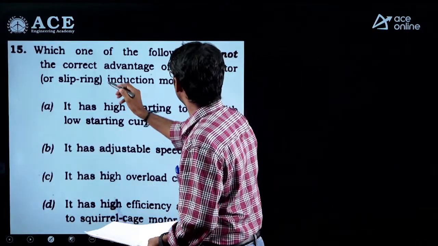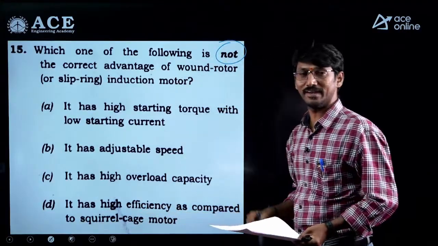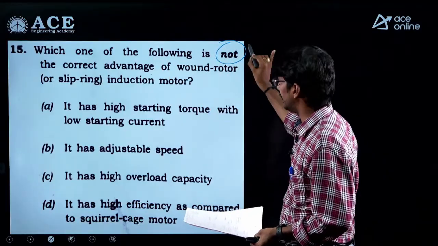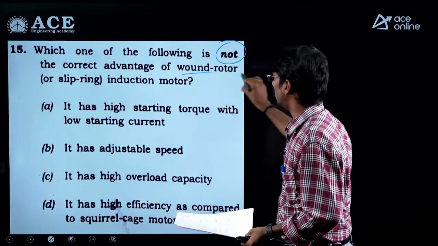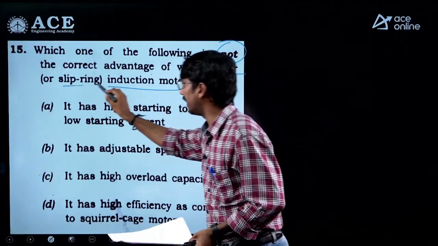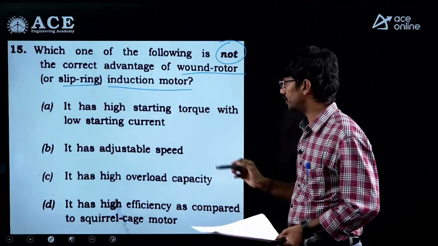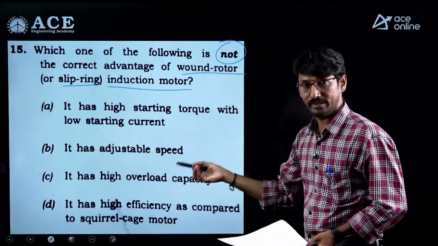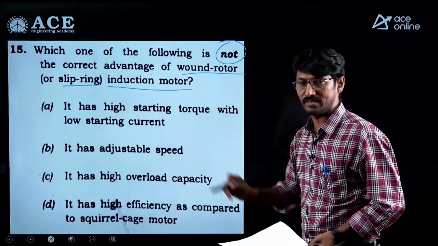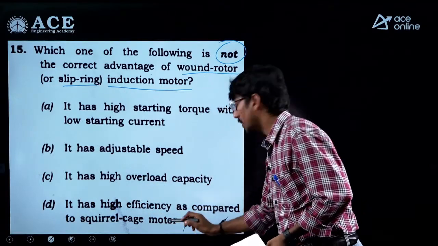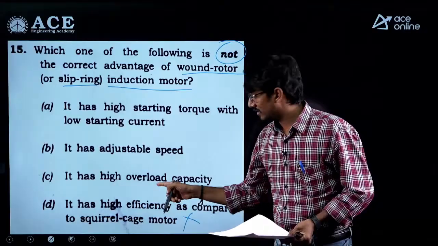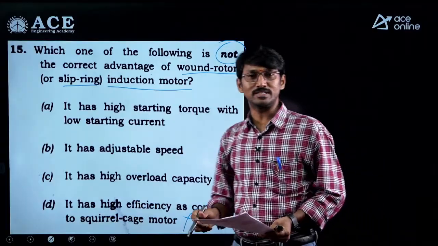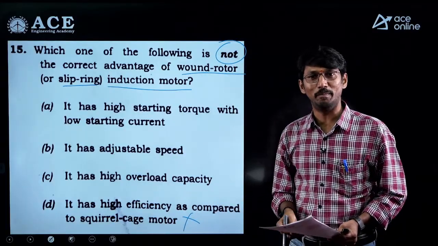Next question is, which one of the following is not... Kindly concentrate whether he is asking for the correct values or not correct values. He is asking which of the following is not a correct advantage of the wound rotor induction motor, that is the slip ring induction motor. It has high starting torque, it is an advantage. It has adjustable speed, yes. It has high overloading capacity, yes. It has high efficiency, no. Because of the addition of resistances, as we have seen, the efficiency will be less. But he has given high, so therefore not correct. So these are the questions from both subjects, measurements as well as basic electrical engineering.